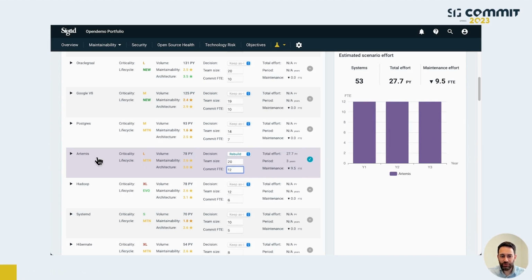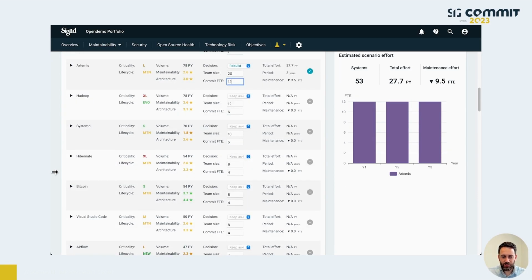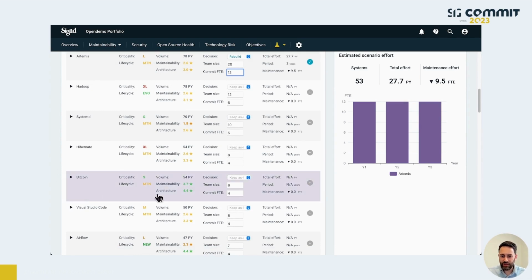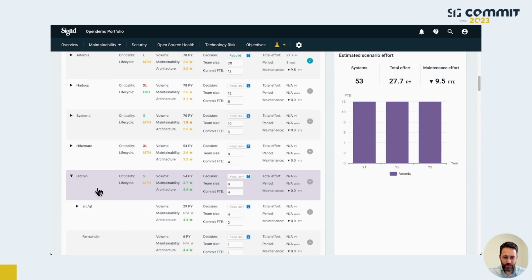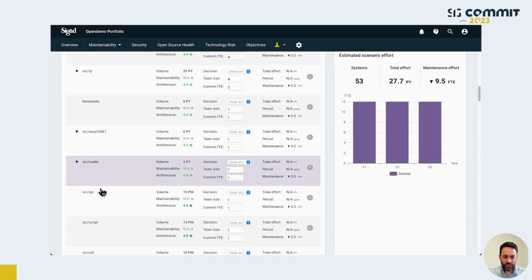Now let's load up a few more systems. Just to show that you don't necessarily have to select a modernization decision on the system, you can also do this per component. When we toggle open Bitcoin here and scroll down, we see, for instance, the wallet. The wallet is relatively small, so we don't expect a huge impact, but we know that we need to replace this. Again, Sigrid comes up with an effort estimation, and we can load that up into our scenario.